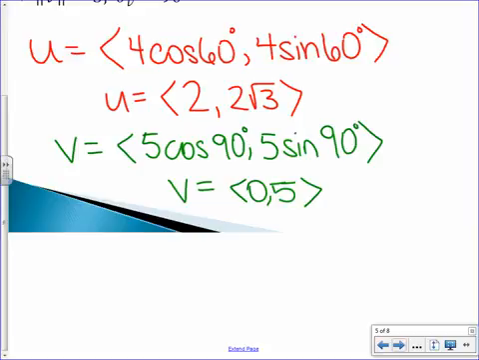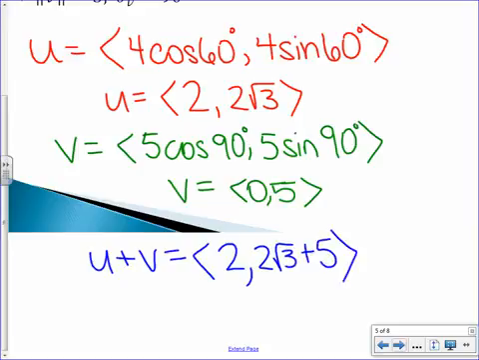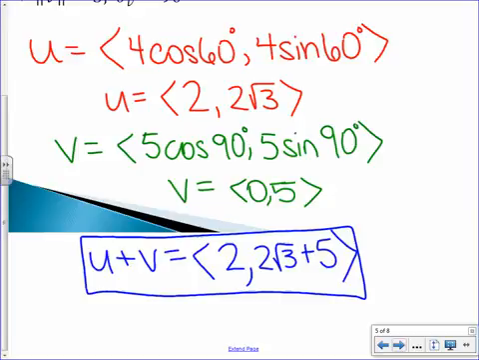Okay. So now we want the sum of these two vectors. So u plus v, when we add our horizontal components, 2 plus 0. When we add our vertical components, 2 radical 3 plus 5. Okay? If they're nice unit circle angles, go ahead and leave them in exact form. If your directions are not unit circle angles, then go ahead and approximate them with decimals. But since these were nice values we could approximate without our calculator, go ahead and just leave it like this.